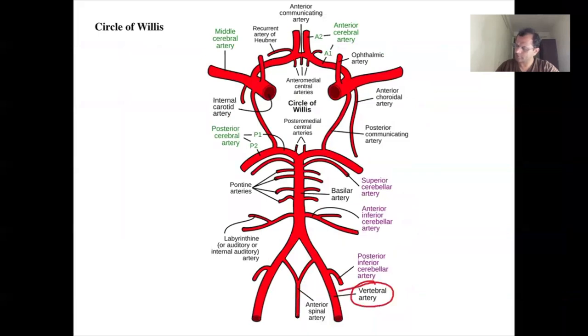vertebral artery of one side. This is the vertebral artery of other side. Both together becoming the basilar artery. This is the basilar artery. Okay. So vertebral artery on the right side, vertebral artery on the left side, both together becoming the basilar artery.